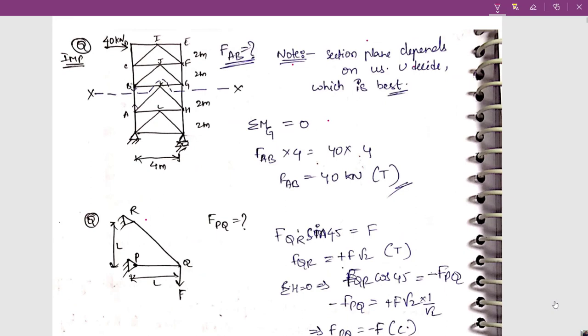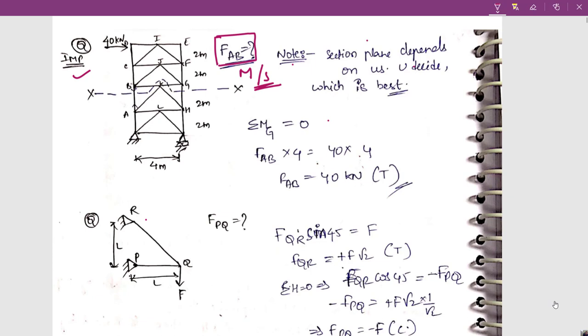Again, a very important question. This question has been asked in ESE and GATE both. In this question, he is asking us to find force in member AB. Whenever there is a question like this, force in member AB, what method do you have to go for? You have to go for method of sections. While solving by method of sections, now tell me which section you can take.